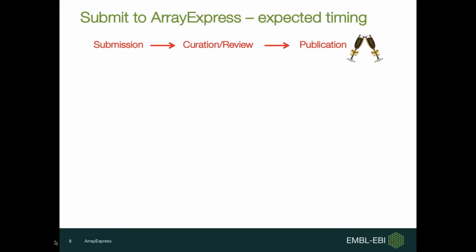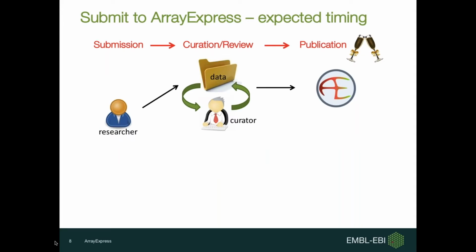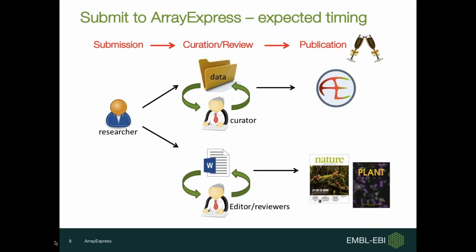Instead, what we suggest that you do is take a more relaxed approach and plan ahead. Gather all the data and metadata, or the information about the experiment, and submit it to ArrayExpress first. Work with the curators to make sure your experiment is in the best shape possible. Then you can use the accession number that you're given in your paper, and the review and publication process will go a lot smoother.